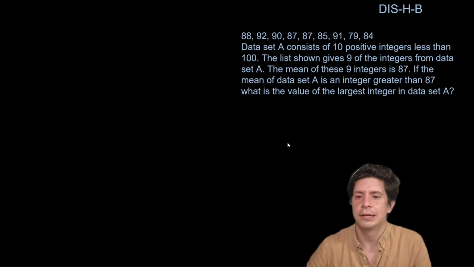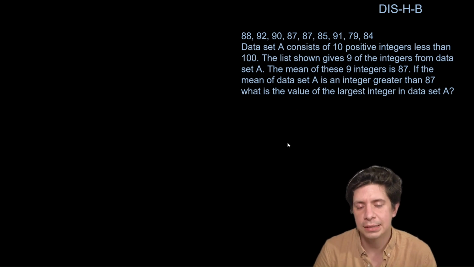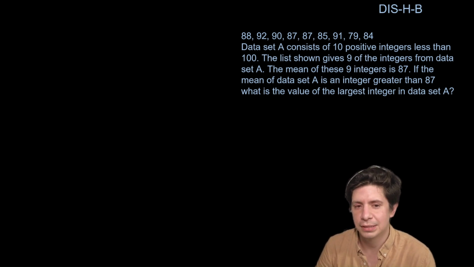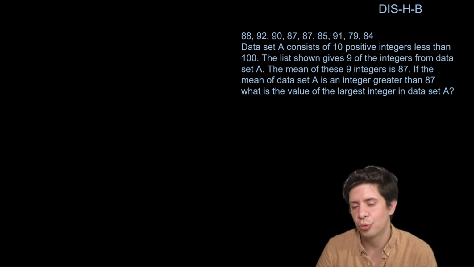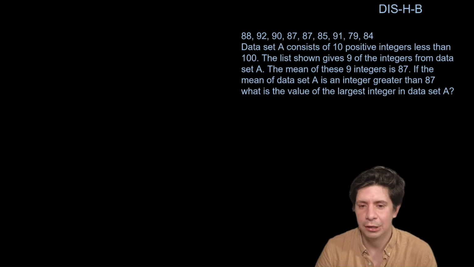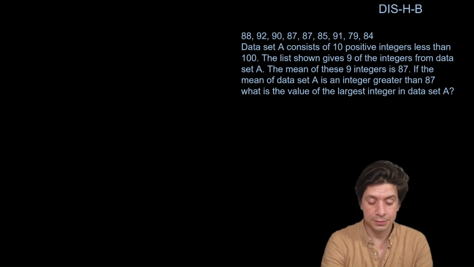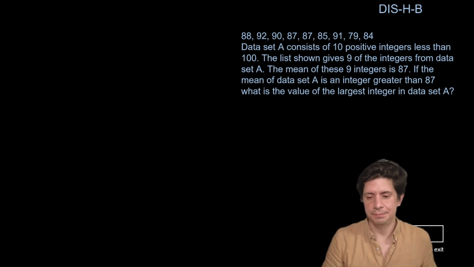So now we have HB. Dataset A consists of 10 positive integers less than 100. The list shown gives 9 of these integers from dataset A. The mean of these 9 integers is 87. If the mean of dataset A is an integer greater than 87, what is the value of the largest integer in dataset A? This, for my money, is probably the hardest question in this category.